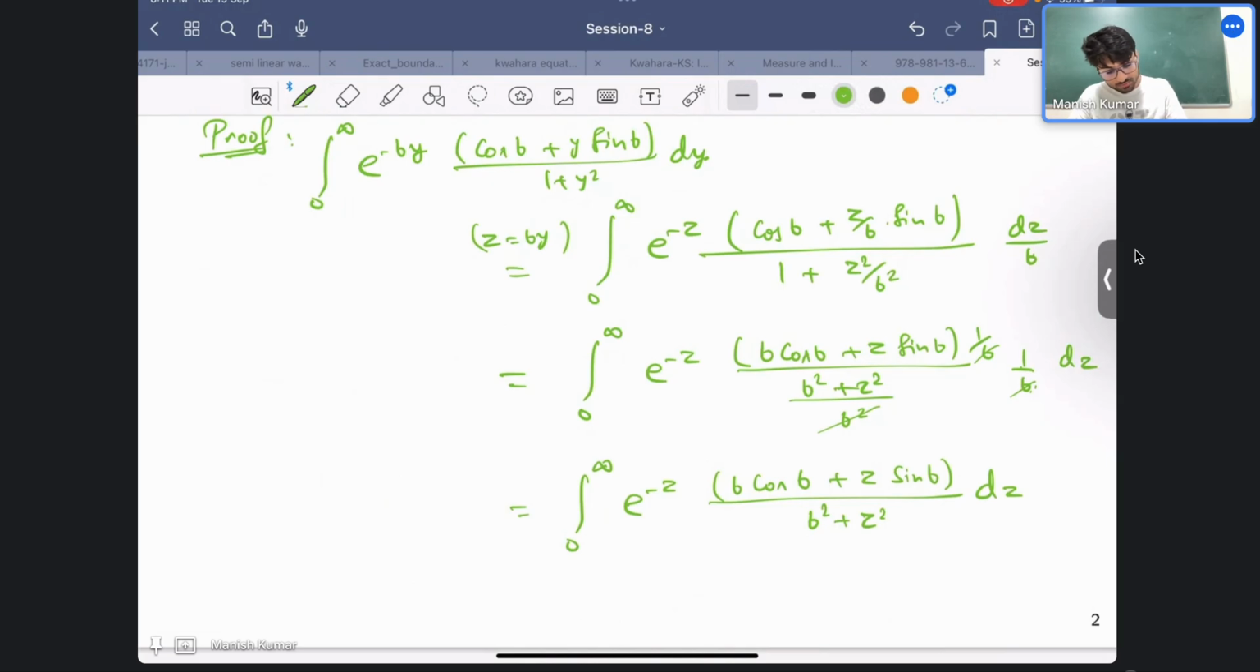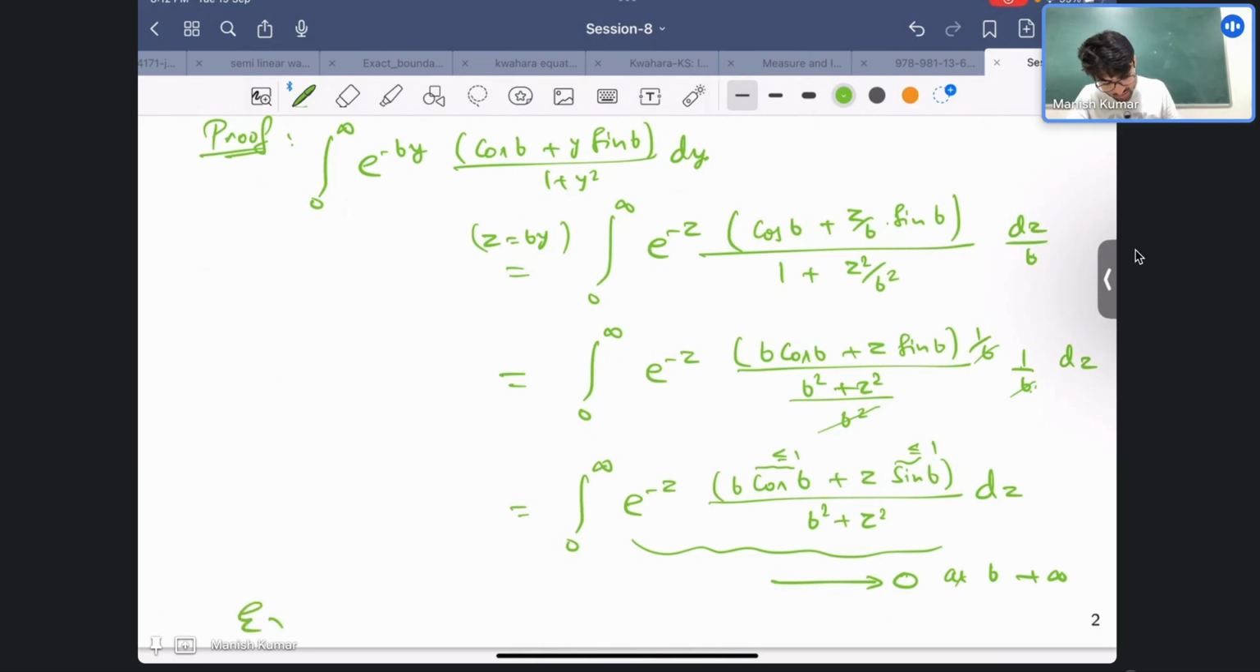One thing you can clearly see is that this is bounded. This is less than or equal to 1, this is less than or equal to 1. If z is fixed, in the numerator you have b, in the denominator you have b square. So as b goes to infinity, you can prove that this goes to 0. Now you have to use DCT to show that this whole integral will converge to 0. That I'll leave as an exercise.